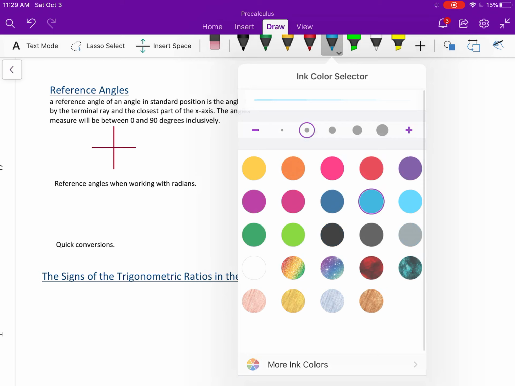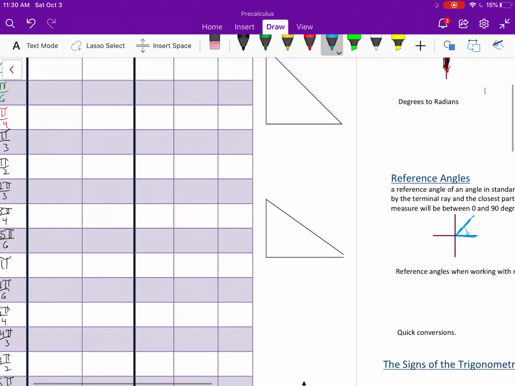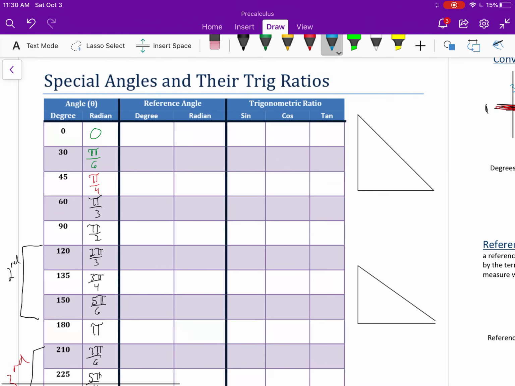If we had an angle in standard position that ended in the first quadrant, so there's an angle in standard position, the terminal ray, well, the closest part of the x-axis is the one on the right side of the x-axis. And so a reference angle in the first quadrant will just be itself. So let's go fill those out. A reference angle in the first quadrant will be itself.